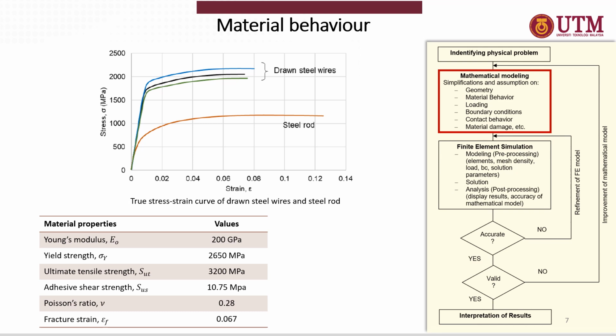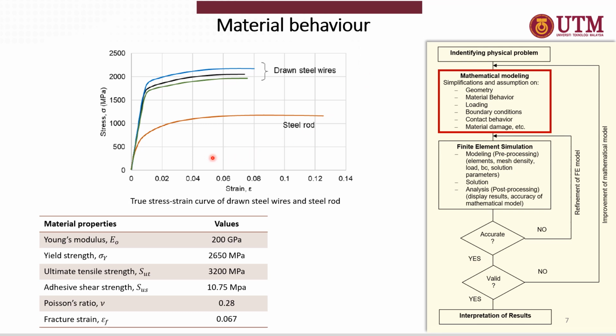Okay, moving on to the next is the material behavior. So we need to know the material properties. So the steel rod is made from high carbon steel, and this is the material behavior of high carbon steel. But then when the steel rod undergone the drawing process or sometimes rolling process to form a wire, then the material properties changes to this one. So this is the properties of the wire rope.